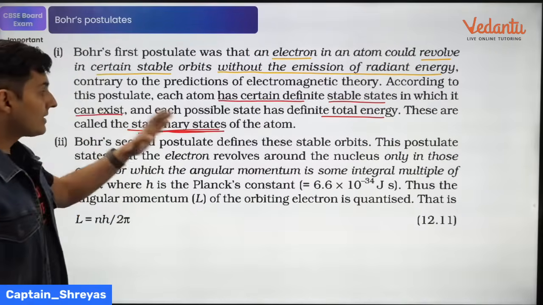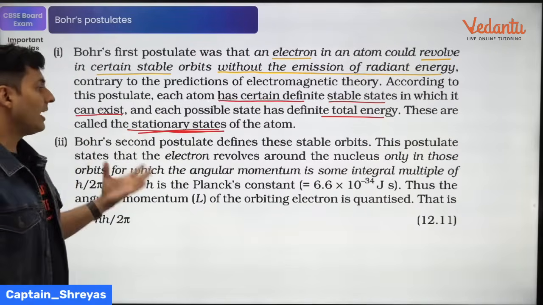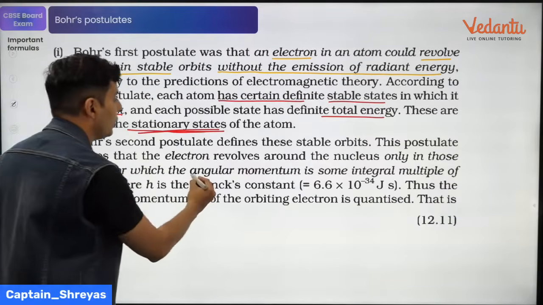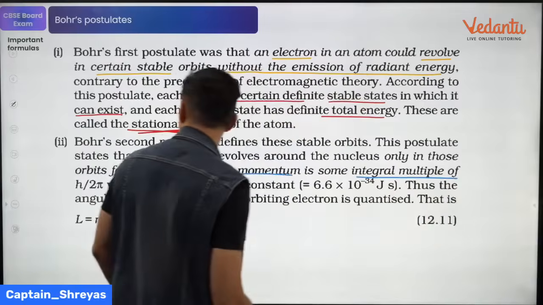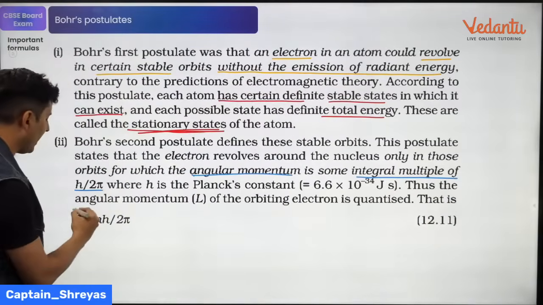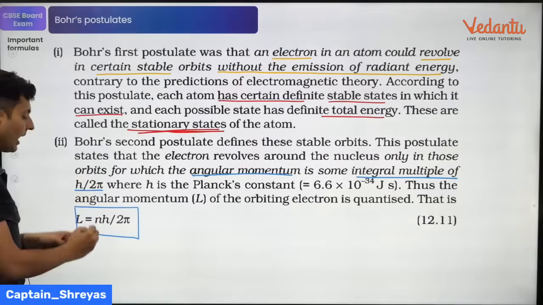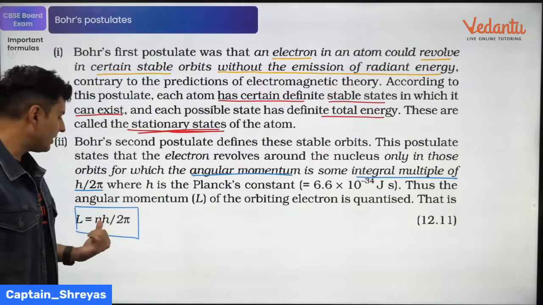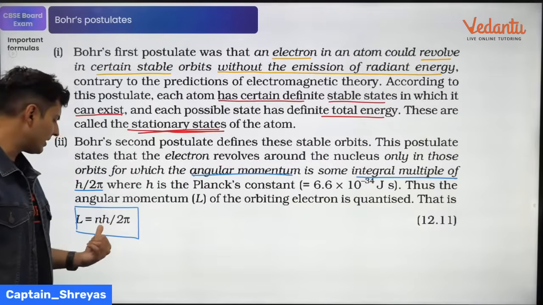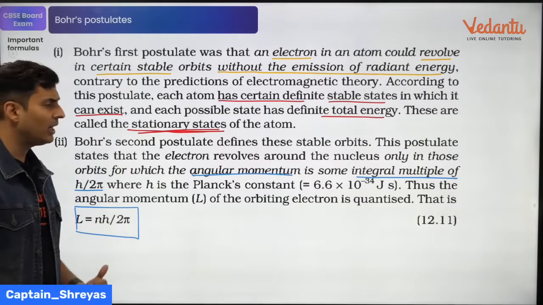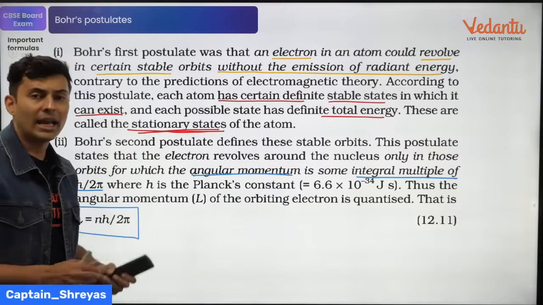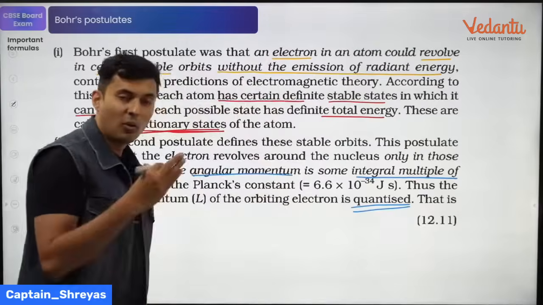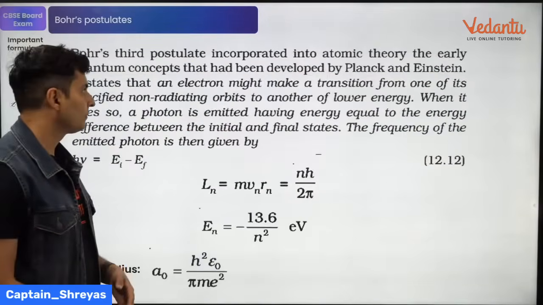Next, it says that in these orbits, the electron which revolves around the nucleus has a specific angular momentum in integral multiples of h by 2 pi. So the angular momentum is nh by 2 pi, where n is any integer, the principal quantum number basically, and h is Planck's constant. Only these angular momentums are allowed. So you can say the angular momentum is quantized, only certain quantities are allowed.